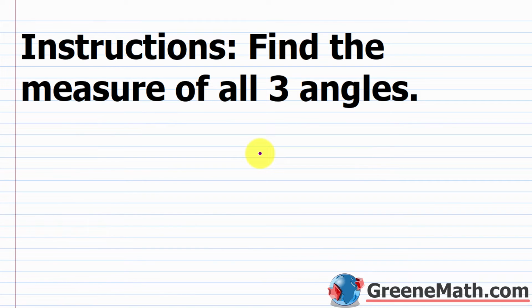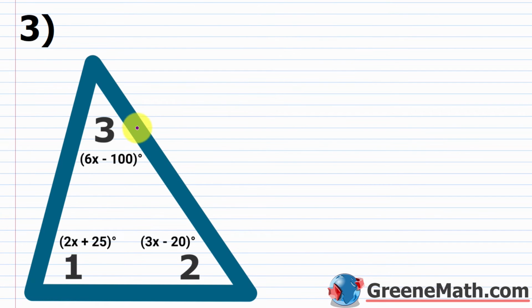All right, for the next problem we have for the instructions, we want to find the measure of all 3 angles. So for problem 3, this is what we're looking at. We have a triangle, and the measure of angle 1 here is 2x plus 25, this quantity degrees. The measure of angle 2 is 3x minus 20, that quantity degrees. And the measure of angle 3 is 6x minus 100, that quantity degrees. Now we know that the sum of the measures of the angles of any triangle is 180 degrees.